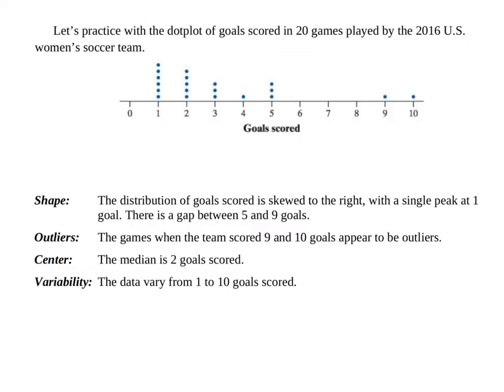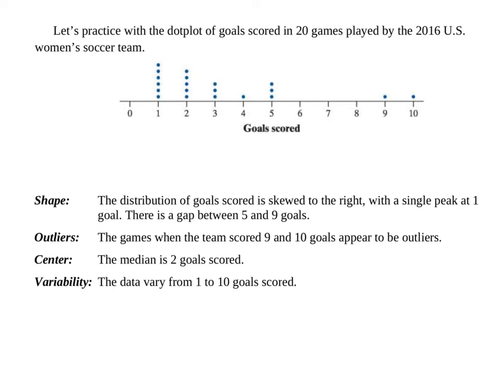So let's take a look at that example that we were working with earlier, the 20 games played by the 2016 U.S. Women's soccer team and the number of goals scored in those 20 games. So remember, our data looked like this, where our highest peak over here is at 1, and then it kind of went down a little bit. It went up a little bit more at 5, and then we've got these 2 dots over here at 9 and 10.